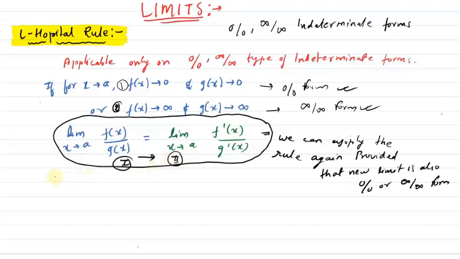Okay, so let's start with a basic example on this. What we learnt in standard limits, what we were having is, let's say, limit x tending to 0 sin x by x.